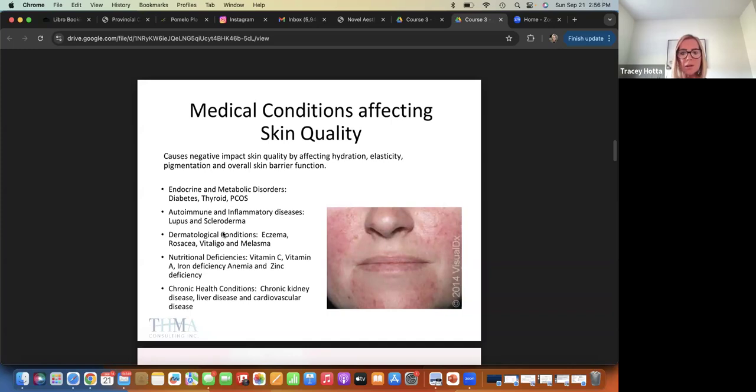We have dermatological conditions such as eczema, rosacea, vitiligo, and melasma. And then nutritional deficiencies such as vitamin C, vitamin A, iron deficiency, anemia, and zinc deficiency. And then other chronic health conditions like kidney disease, liver disease, and cardiovascular disease.